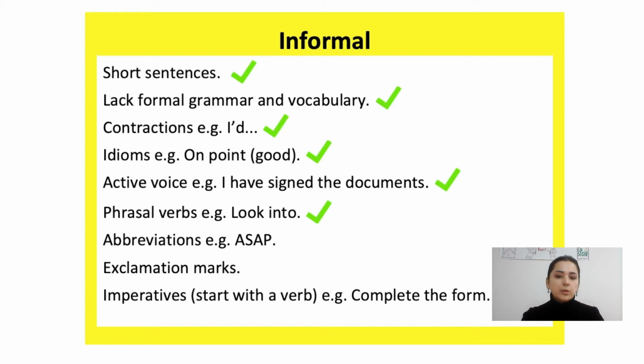Abbreviations are shortened versions of words. Abbreviations are used in informal language. For example, the abbreviation for as soon as possible is ASAP. Exclamation marks are also used in informal language. Imperatives are sentences that start with a verb and generally give a command or instruction. Imperatives can be used in informal language. For example, complete the form.